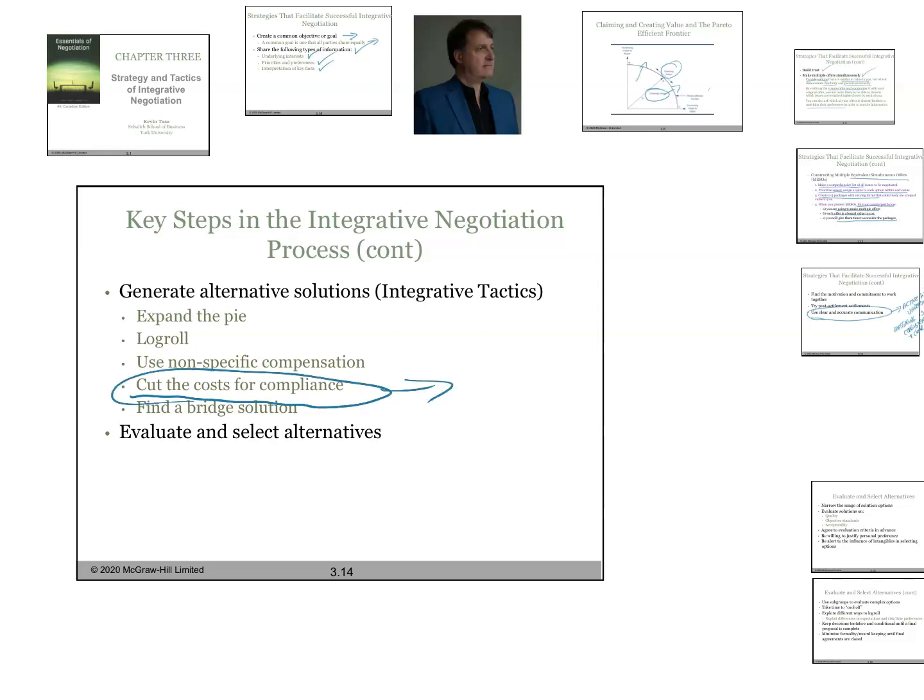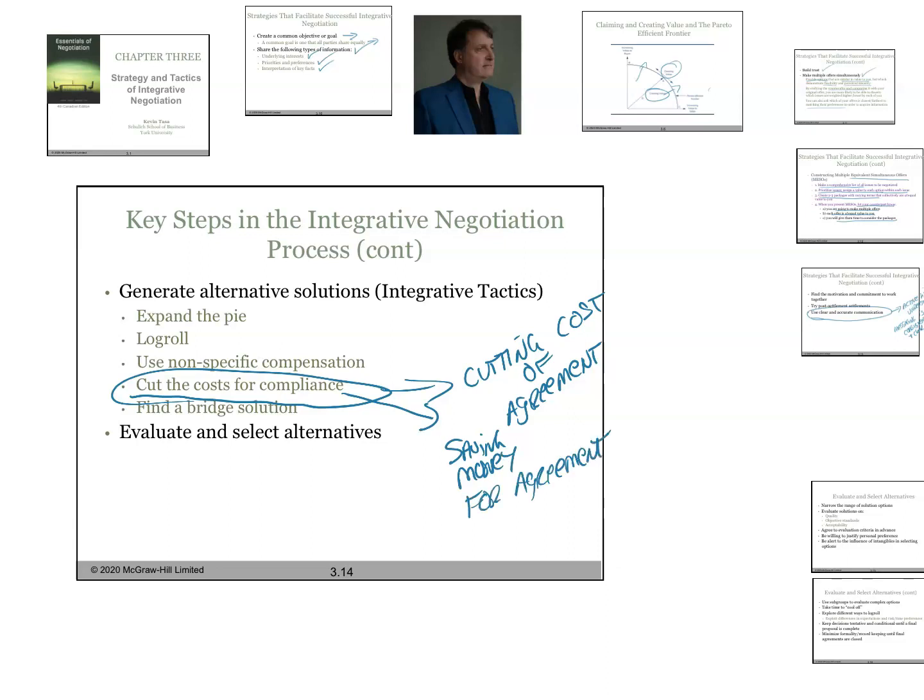The next one is cutting the costs for compliance. And this is different from non-specific compensation because you're not providing a payoff. This is simply about cutting the cost of the agreement. So it may mean that in the agreement, you're providing services or products at a certain price point, but you go back and say, how can we reduce our costs internally? Maybe we can somehow save some money and then pass on those costs to our opponent in the negotiation. So cutting the cost for compliance is literally saving money to help the person agree.